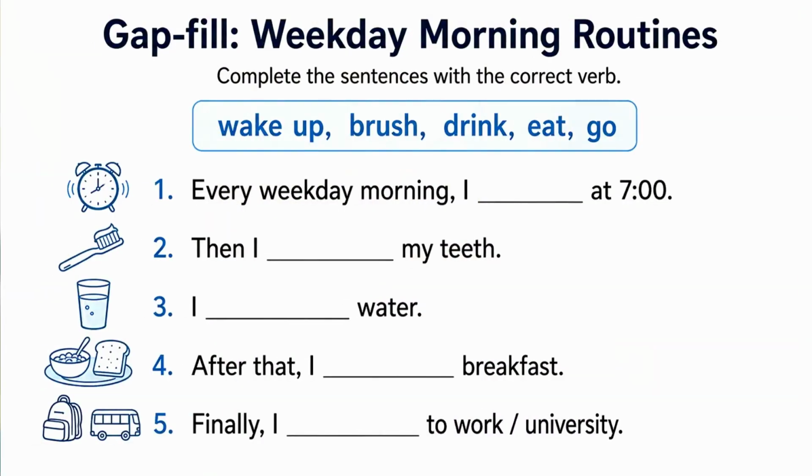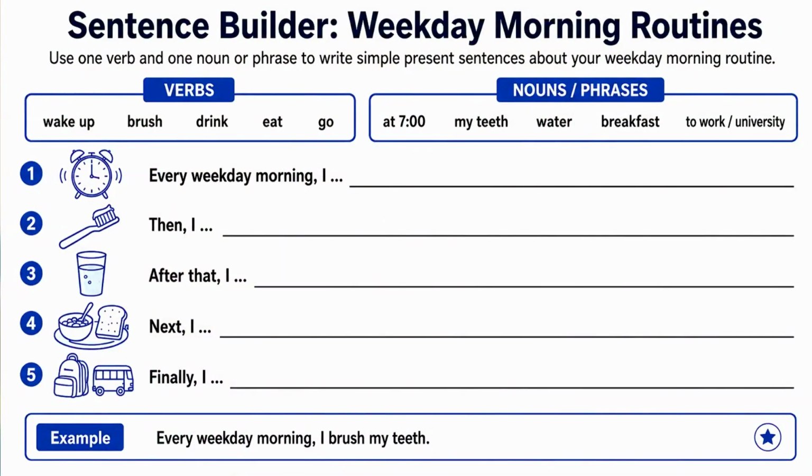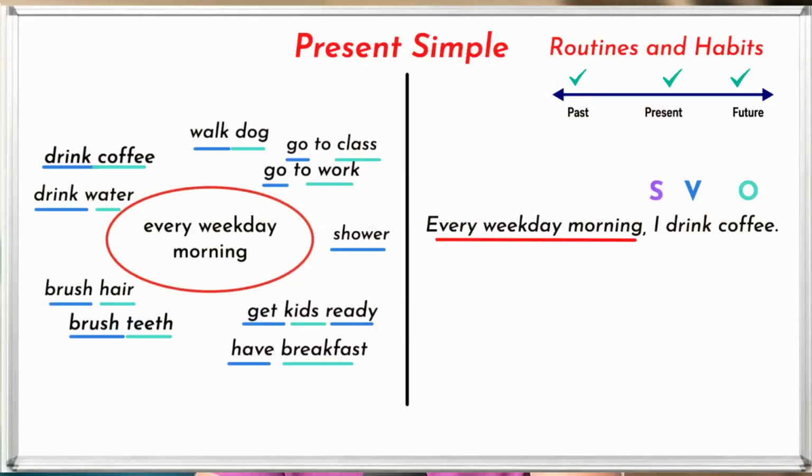We're going to move on then to our next P, which is practice. And I'll give the students a simple gap fill or sentence building activity. They'll use the vocabulary we've collected on the left-hand side of the board to build new present simple sentences. For example, every weekday morning, I brush my teeth. Every weekday morning, I have breakfast. Students compare their answers in pairs while I monitor and provide support where necessary.